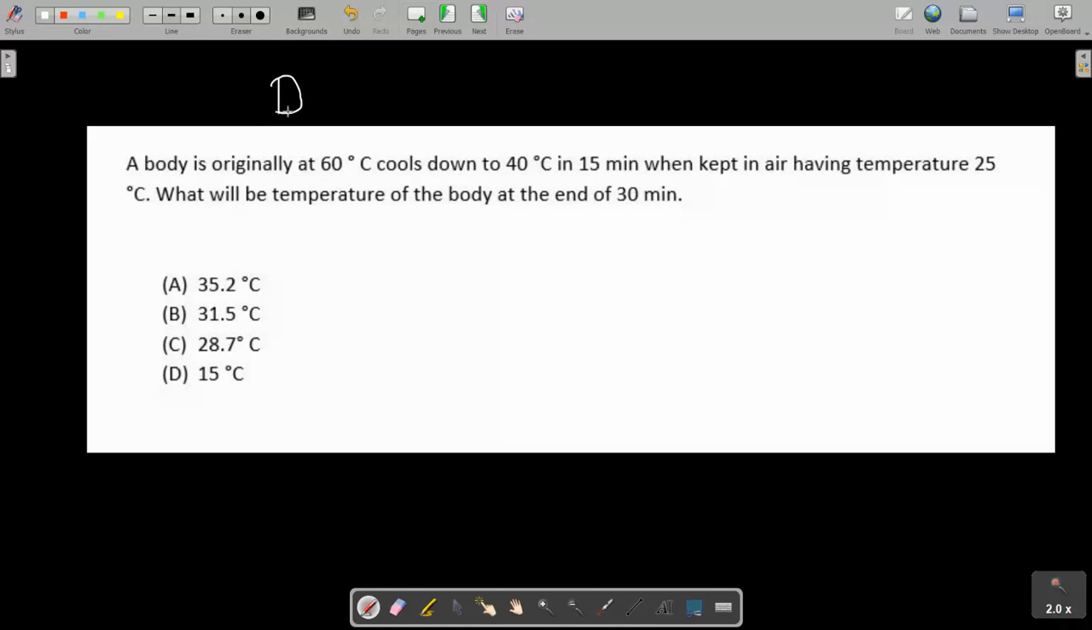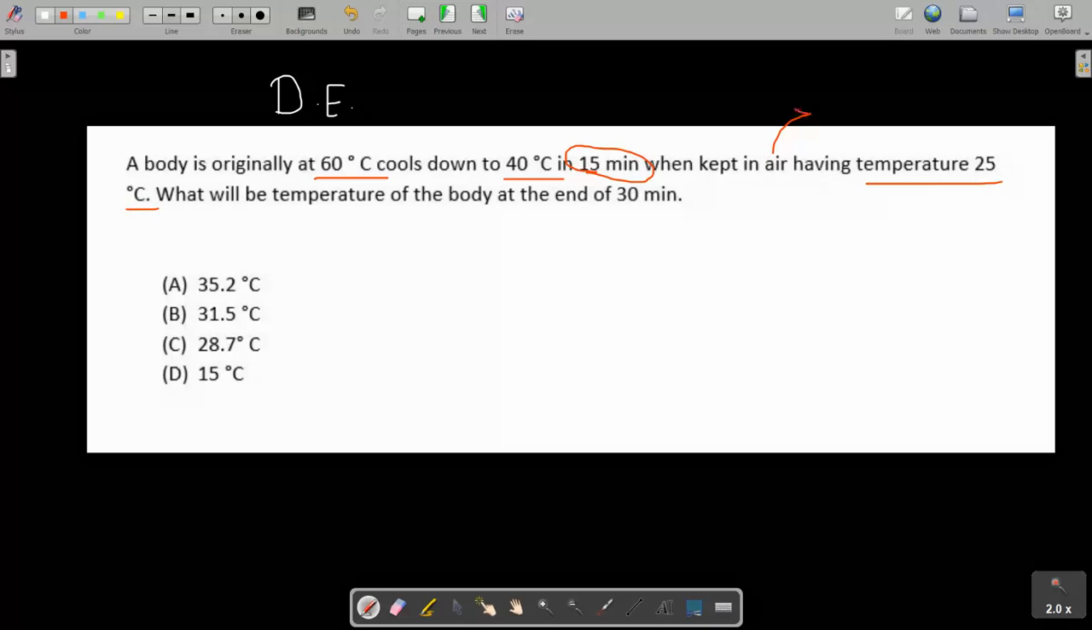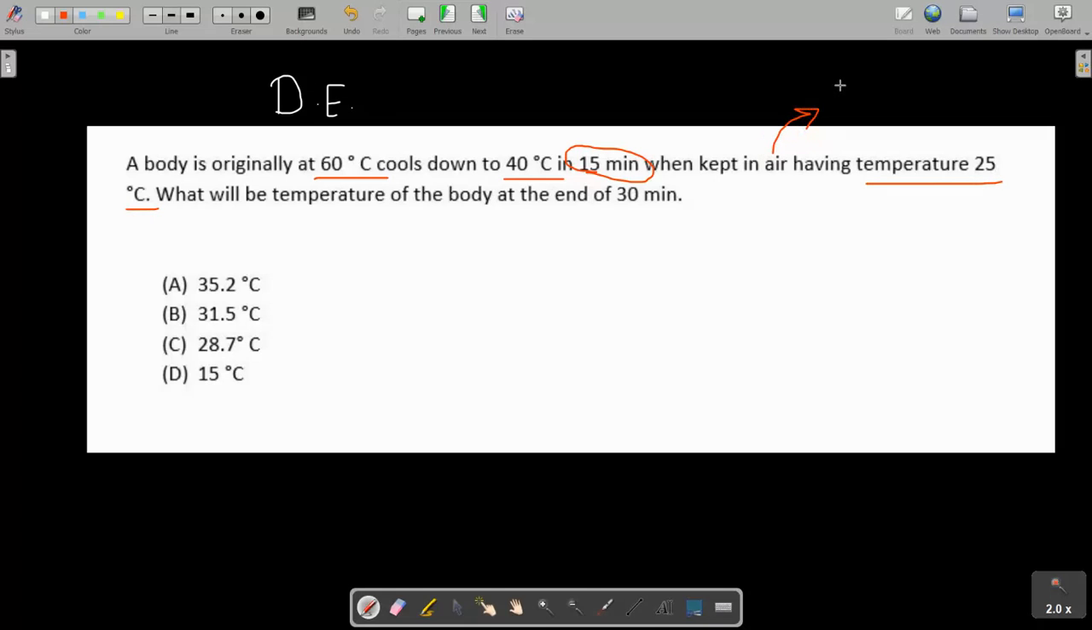Okay, so the question is: a body is originally at 60 degrees Celsius. It's cooled down to 40 degrees Celsius in 15 minutes when kept in air having a temperature of 25 degrees Celsius. That means the air temperature is given as 25 degrees Celsius and it is a constant. What will be the temperature of the body at the end of 30 minutes?